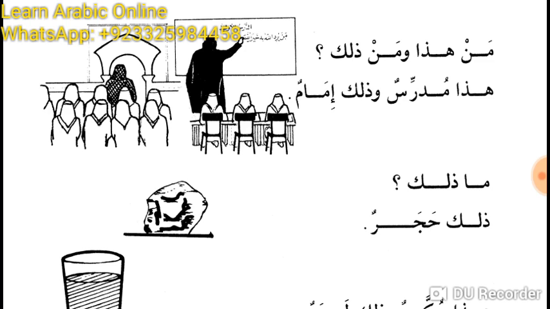So it is mudarrisun. Yes, mudarrisun. MashaAllah. Hadha mudarrisun wa dhalika imamun. Who is this and who is that? This is a teacher and that is an imam. Good. Ma dhalika? What is that? Dhalika hajarun. Yes, dhalika hajarun.